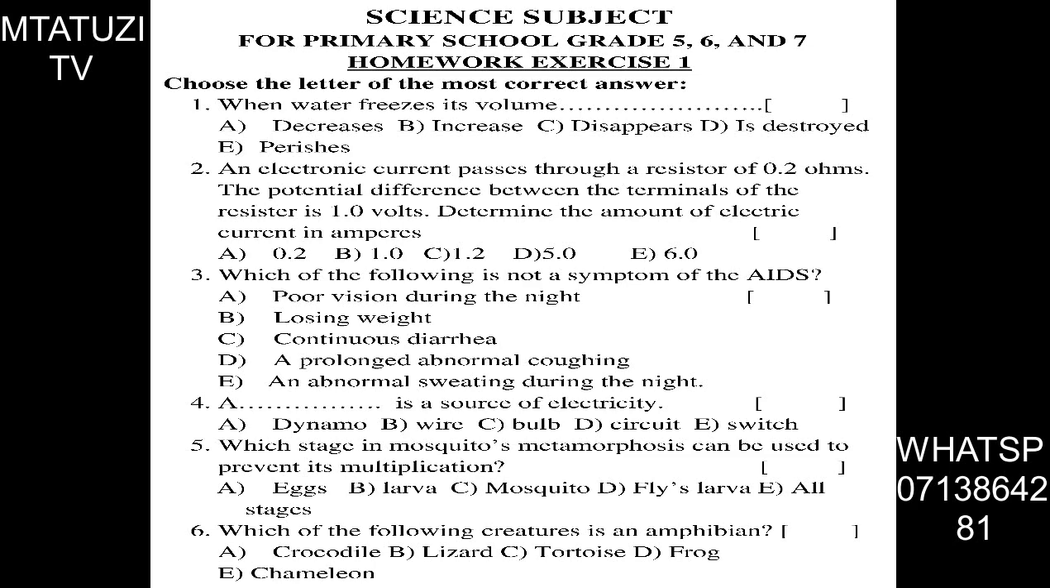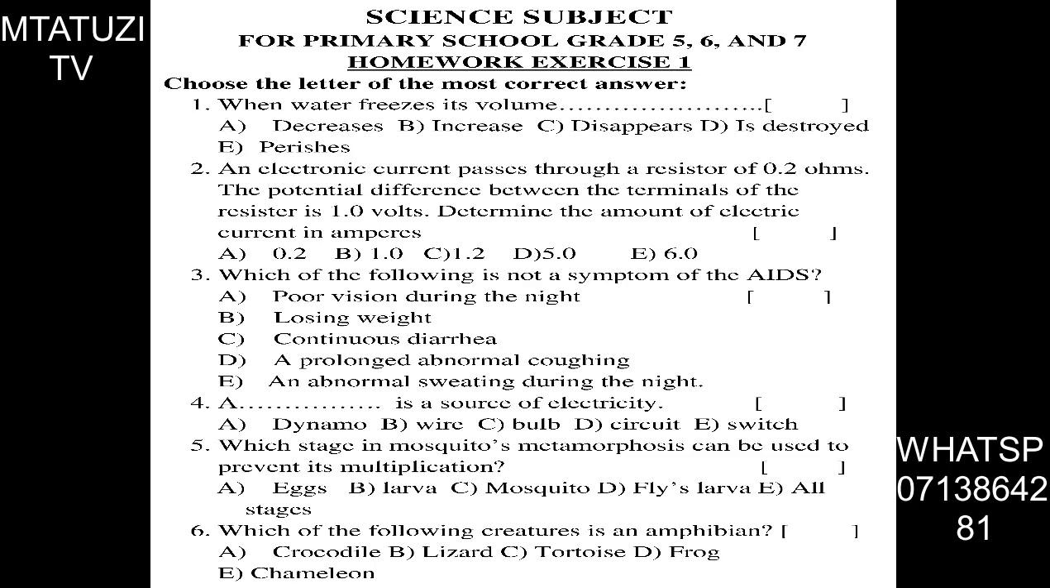Question number 2 says that an electric current passes through a resistor of 0.2 ohms. The potential difference between the terminals of the resistor is 1.0 volts. Determine the amount of the electric current in amperes.